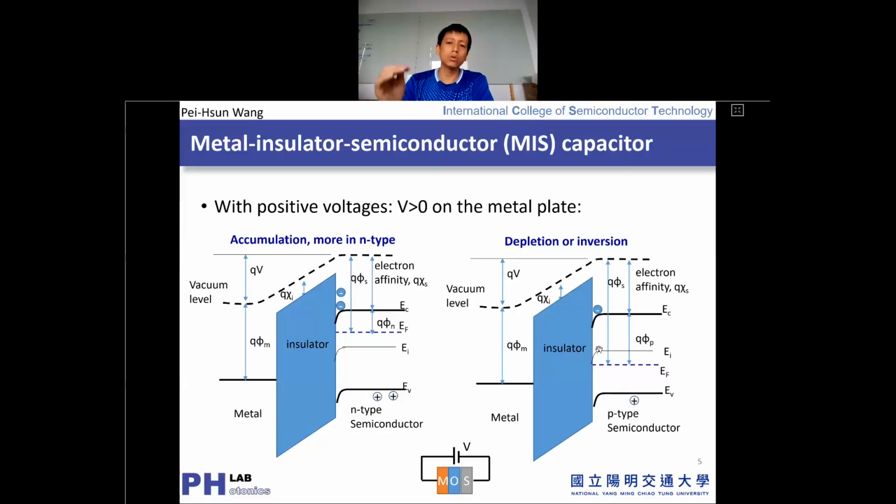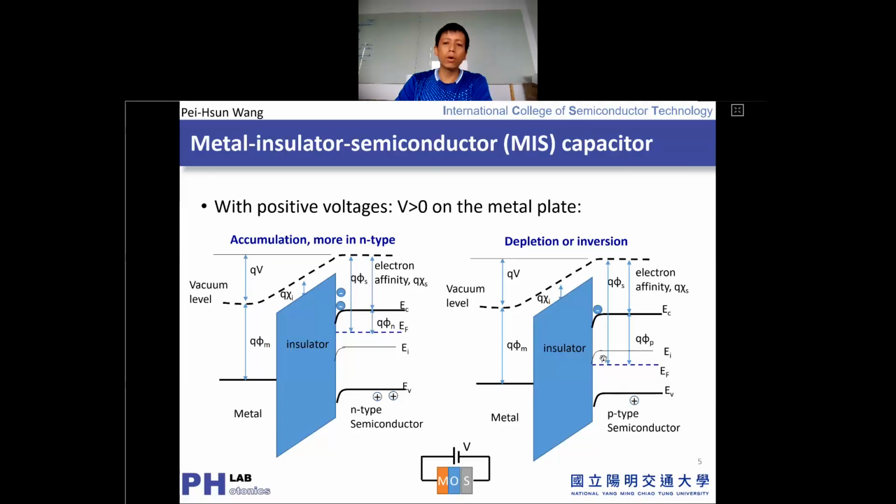But the intrinsic level and the entire band structure will bend down. When it bends down, you get this intrinsic level close to the Fermi level. That means your semiconductor moves from P-type to intrinsic type without doping. And then later on, if you apply a stronger voltage, you get more bending along the band structure.